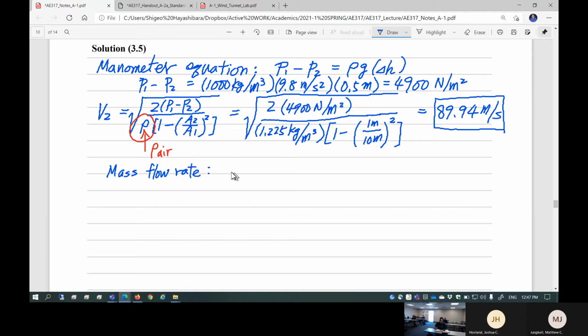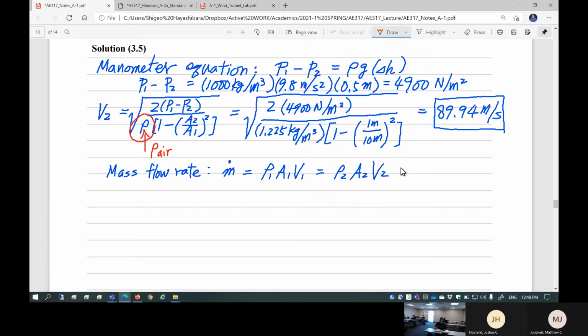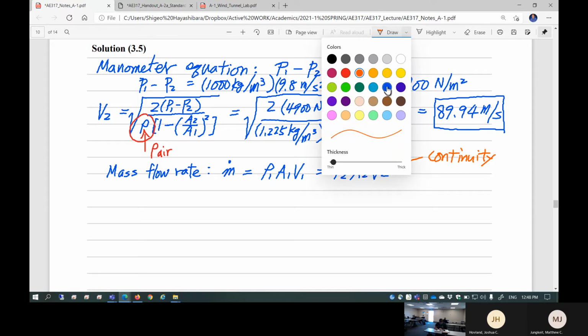So mass flow rate in this case is m dot, which is either rho 1, A1, V1, or rho 2, A2, V2. You can do it either way. So in other words, you can determine mass flow rate either using the properties at the settling chamber or the test section. Why can you do such a thing? This is called continuity, that's right. This is the continuity equation. That's right, that's what you're thinking.